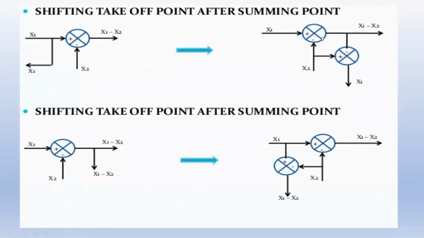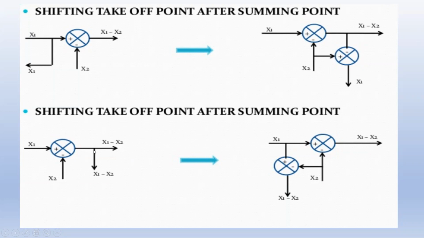We need to interchange the positions of the takeoff point and summing point, and we need two summing points there. This takeoff point will have another summing point, thereby giving us the same signal as before, so as to compensate for this shifting. That was shifting of a takeoff point after a summing point.